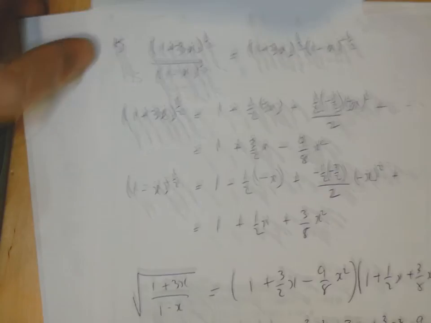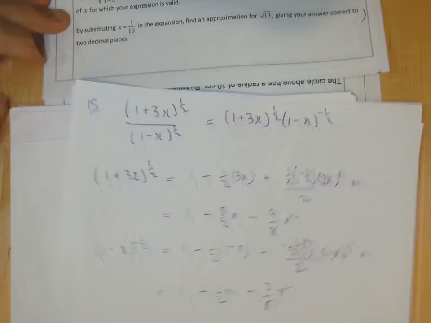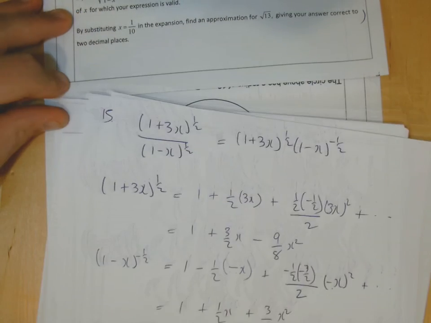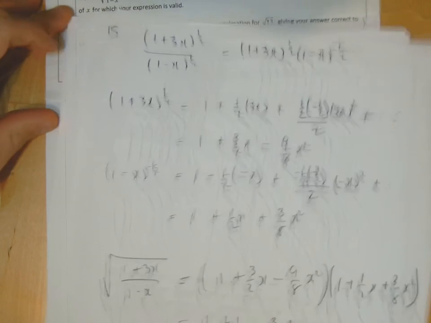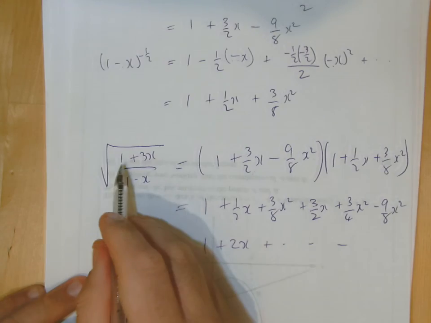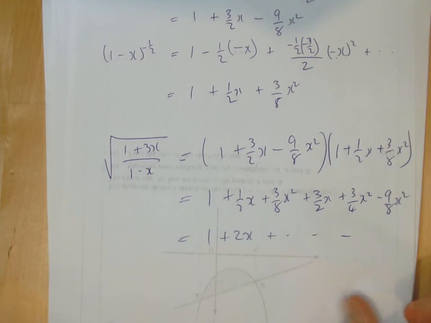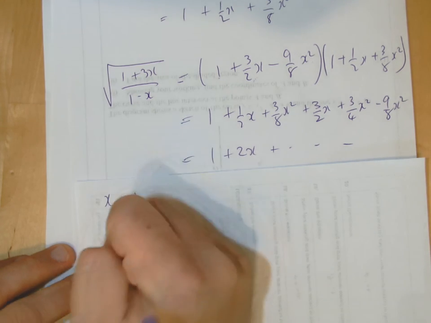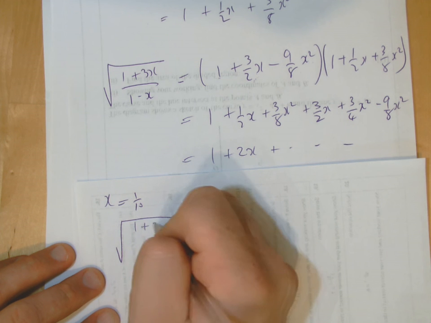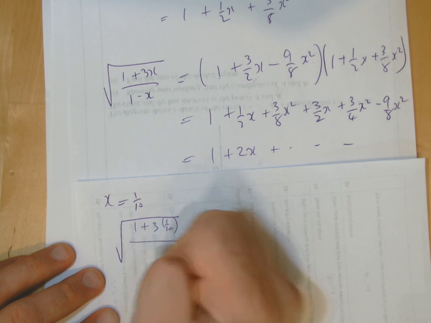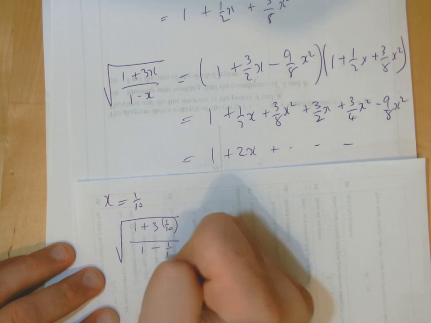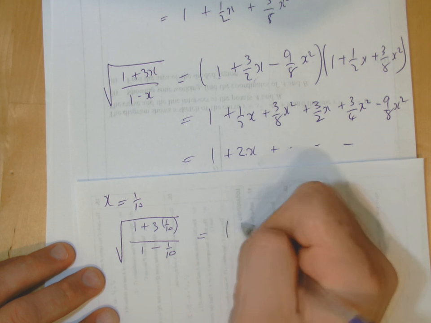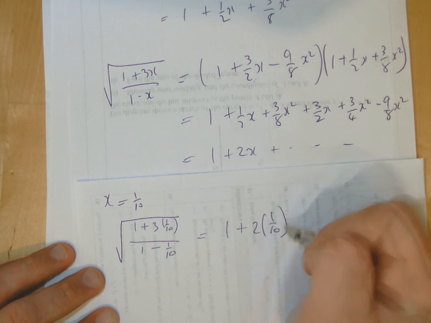Then it says in the question to set x to a certain value. Where's my question gone? By substituting x equals 1/10 in the expansion, find an approximation for root 13. So if I put 1/10 in here, take my time on this, of course. Put 1/10 in here. So set x to equal 1/10. So square root of 1 plus 3 times 1/10 over 1 minus 1/10 equals, then put it on the right hand side as well in the expansion, which is going to be really easy.